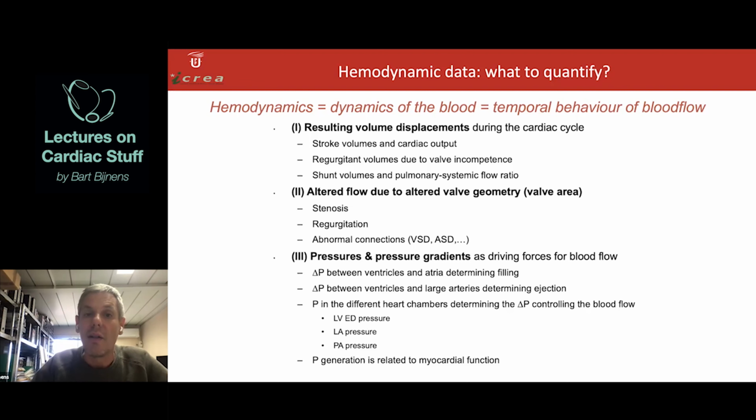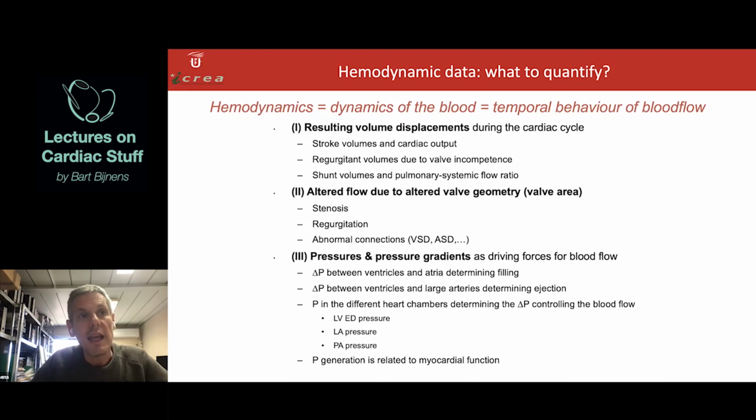Then looking at the valve geometry itself is also quite important. Besides leaking of the valve, if we have a leaking valve, we want to know why it is leaking. Is it because the leaflets don't coapt properly? Is the leaflet somehow abnormal in shape? Is there a hole in the leaflet? For example, with a bacterial infection like endocarditis, bacteria can eat away valve tissue, and you can literally have a hole in a valve leaflet. All of these things are important to be able to evaluate.